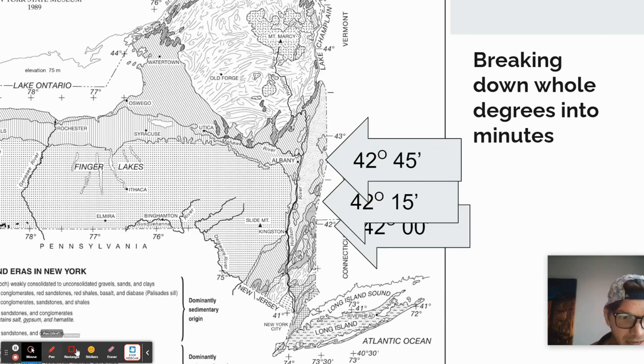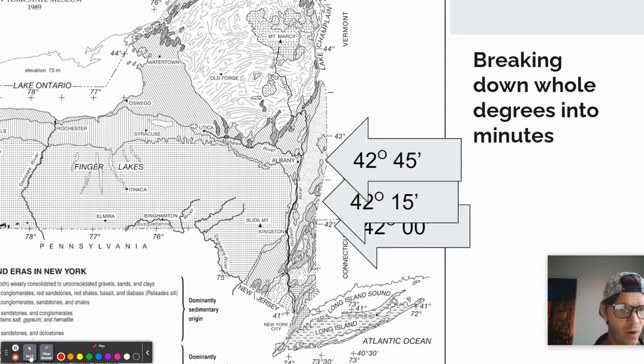So if I had to estimate, now it gets a little bit easier to estimate Ithaca, and I would say it's in between 42 degrees and 15 minutes and 42 degrees and 30 minutes. I think it's a little bit closer to this line. So let's say that Ithaca is about 42 degrees and 18 or 19 minutes north of the equator.